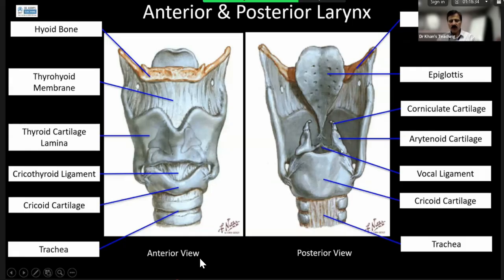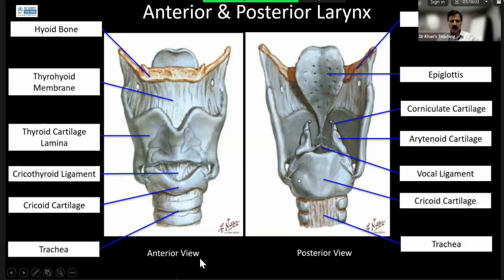Now posteriorly, if you see, this is the posterior view. This is the lamina. This is the lamina. So there are these superior cornu and inferior cornu. Now, from the superior cornu, there is a membrane which is known as the thyrohyoid membrane, which arises. This is the thyrohyoid membrane, and this is the hyoid bone. The inferior cornu is attached with the cricoid cartilage.